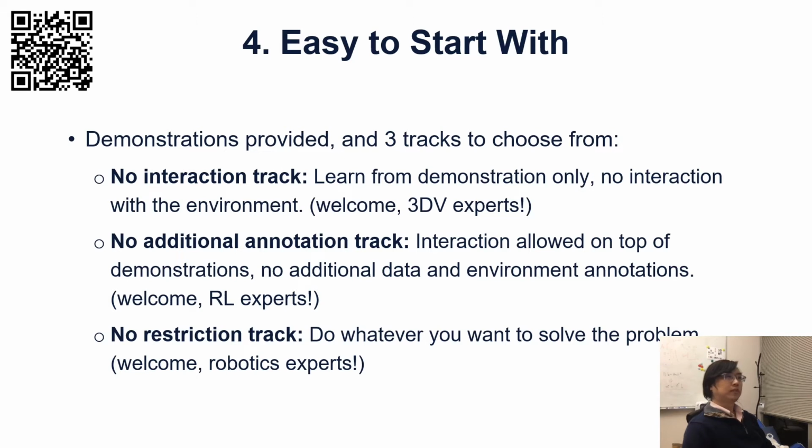The fourth feature of our challenge is that it's easy to start with. To accommodate participants with different backgrounds, our challenge is arranged into 3 tracks. In the no interaction track, participants are only allowed to use provided demonstrations to build agents, and no interaction with the environment is allowed. We have provided a basic SDK, and vision researchers without any robotic background can easily work on this track. In the no additional annotation track, both demos and interactions with the environments are allowed, but no external annotations are allowed.